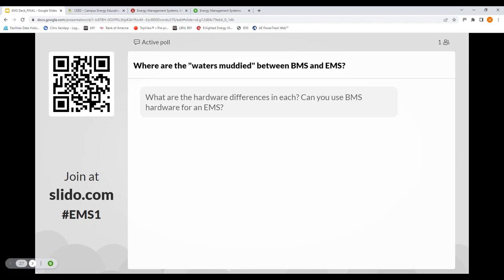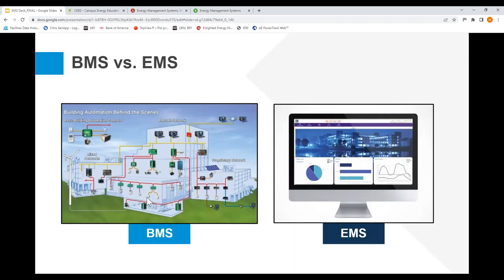So let me go ahead and move forward. Okay, so we're going to talk about this a little bit more. I'm going to ask you guys to stare at these two images, see if you notice any differences, similarities, and think about the pros and cons of each. I'll start sharing my thoughts and observations. Obviously the BMS, when you look at that particular image, you're going to see a lot more stuff.